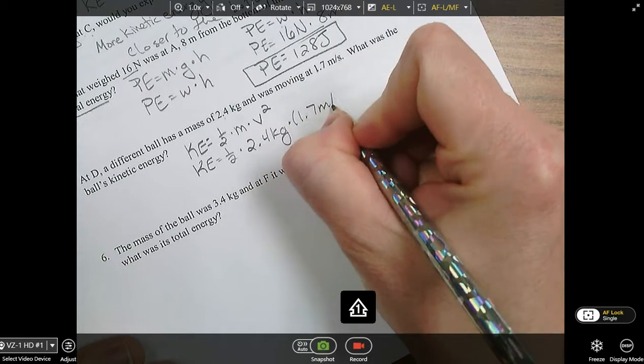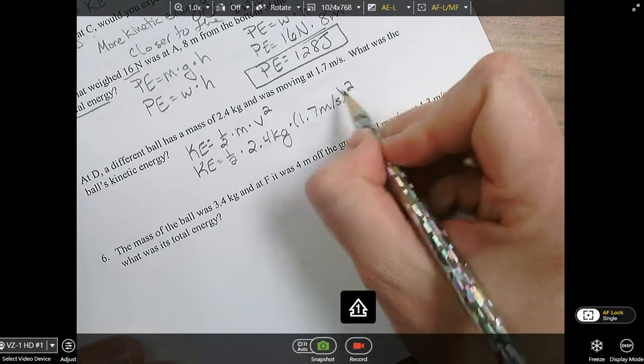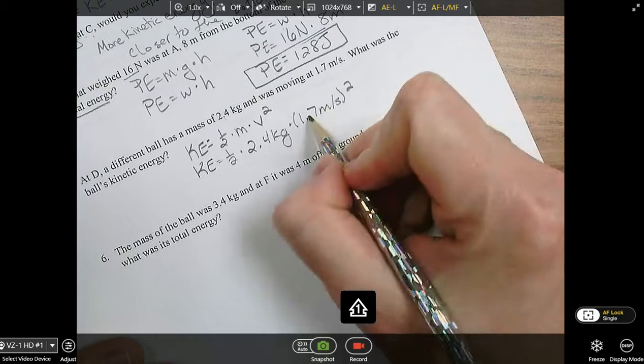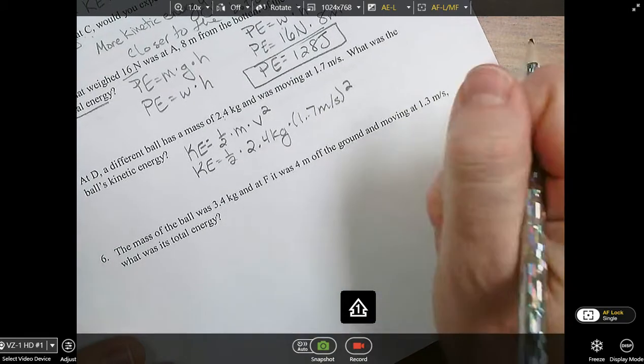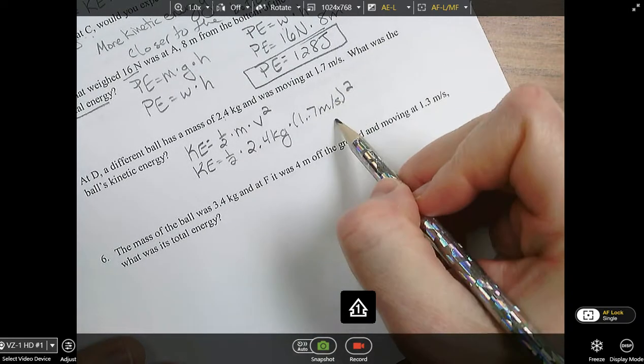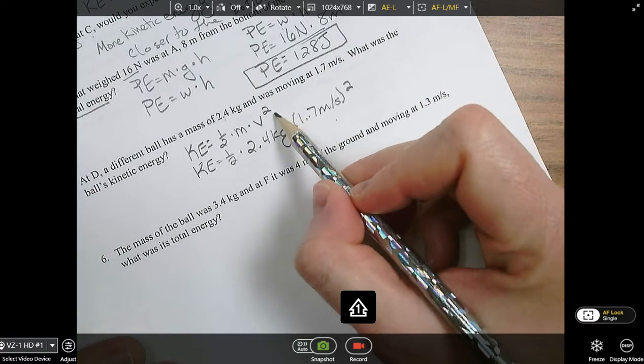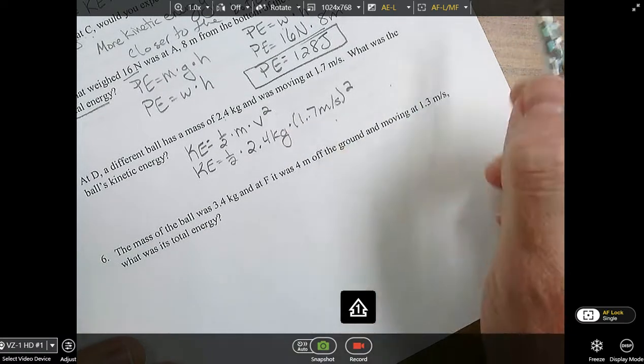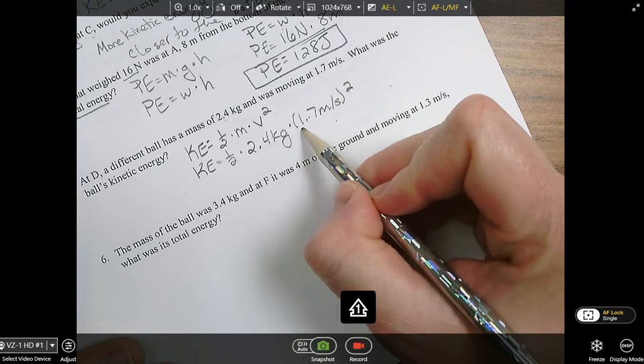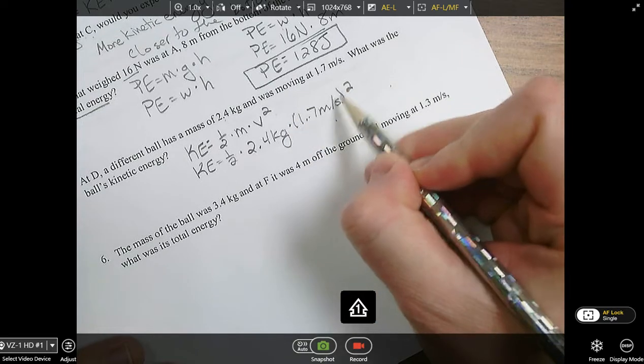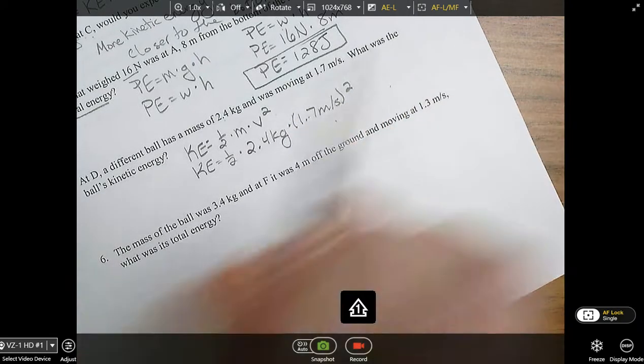1.7 meters per second. And that number has to get squared. So this square applies to the 1.7. Remember, you have to square velocity because it's the velocity that's being squared in the equation. It's not on the unit, it's the velocity that's being squared. And I put parentheses in here to remind myself that that square doesn't only apply to that second.